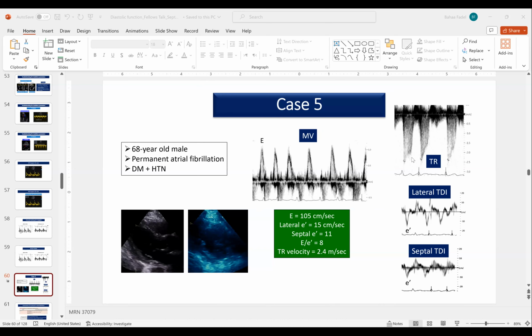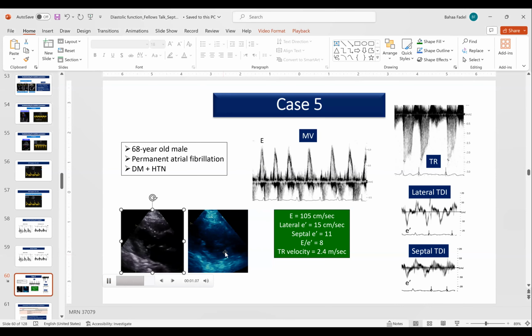Okay, so let's start with case 5. This is a 68-year-old male with history of permanent atrial fibrillation, diabetes, and hypertension. And as you can see here, this patient is in atrial fibrillation, however, has normal or even supernormal ejection fraction.